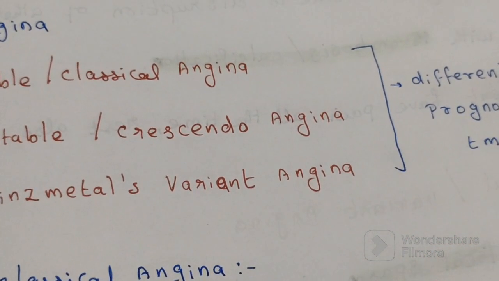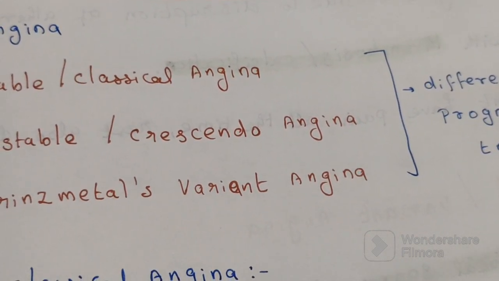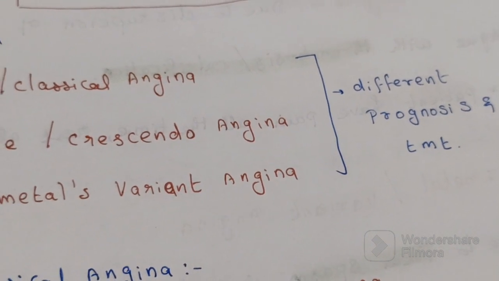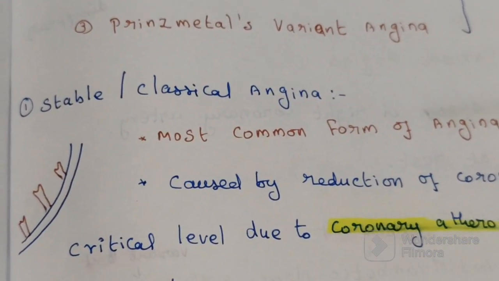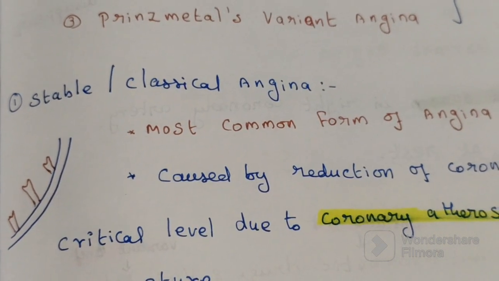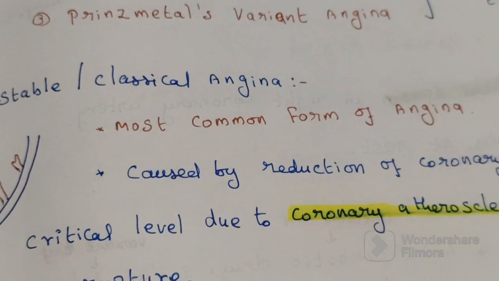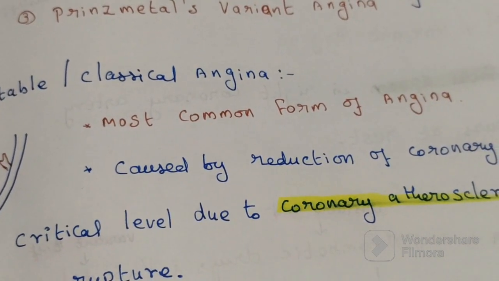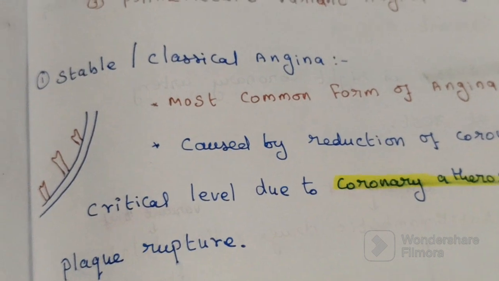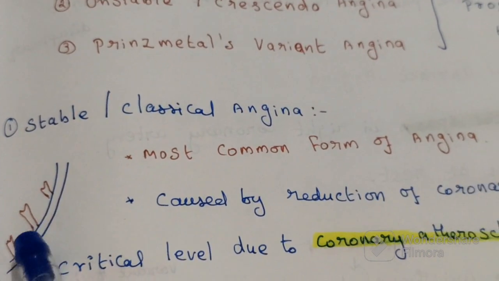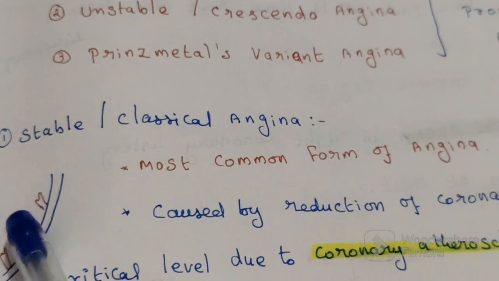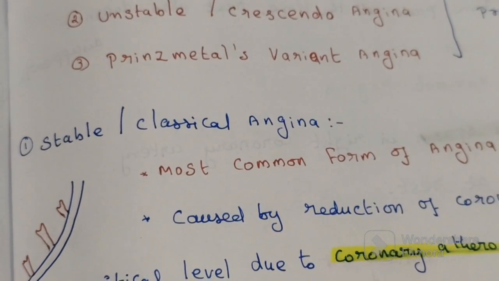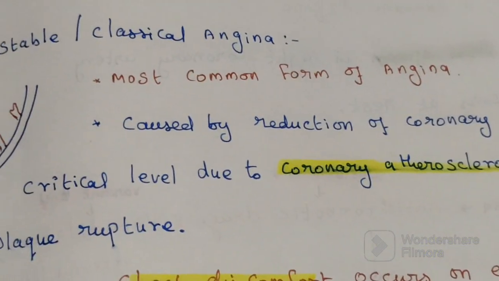Why is it important to know the three types of angina? Because prognosis and treatment are also different. First we will discuss classical or stable angina. Among the three, this is the most common. The coronary artery supplies blood to the left ventricle wall.